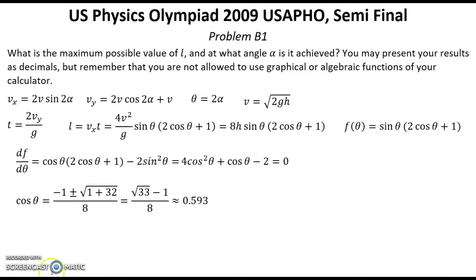0.593. Sine theta approximately equals 0.805. And finally we can calculate the distance for that angle. That will be around 14.08 h. And if sine theta equals this, it means that theta equals 53.6 degrees, and alpha is just half of this, which is 26.8 degrees. So that's the solution. This is the distance, this is the angle.